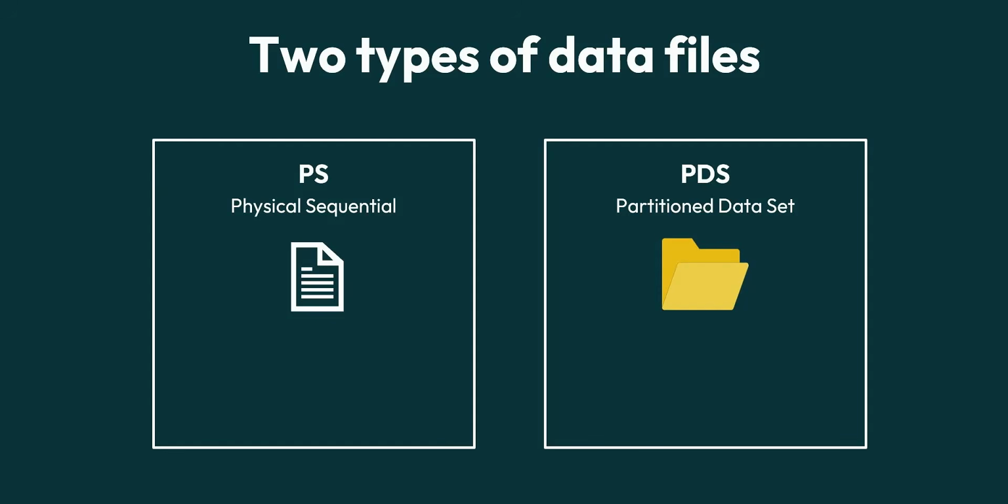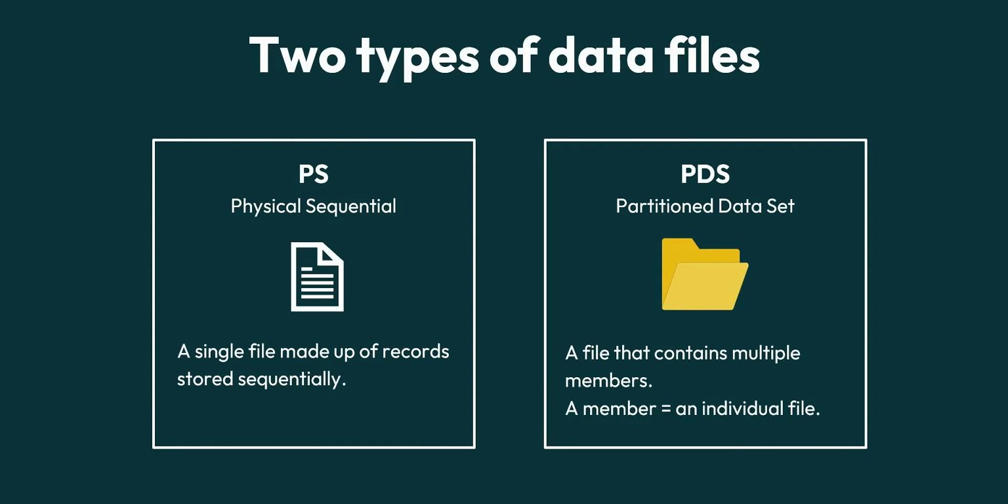A PS file is a single file made up of records stored sequentially. This means that the data is read or written in the order it is stored. A PDS, on the other hand, is a file that contains multiple members. Each member acts like an individual file, and the set of all members forms the PDS. They can also be called libraries. It is commonly used to store programs, scripts, or configuration files. So you can think of a PDS as a folder that contains several files.